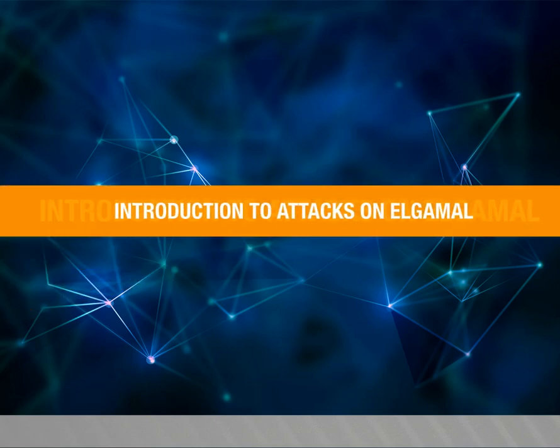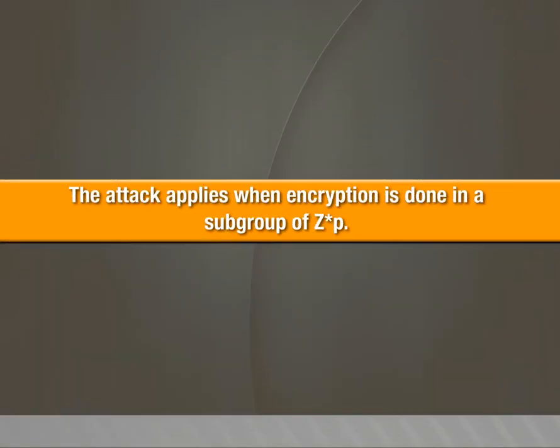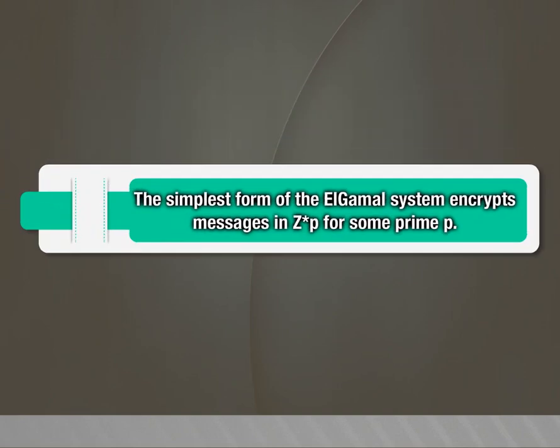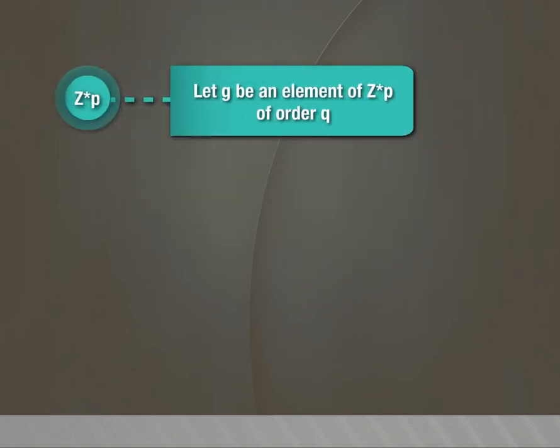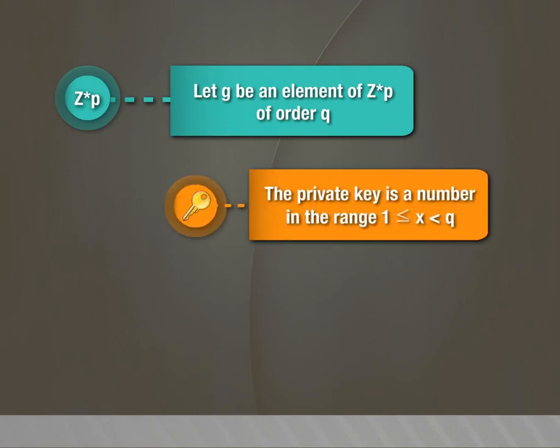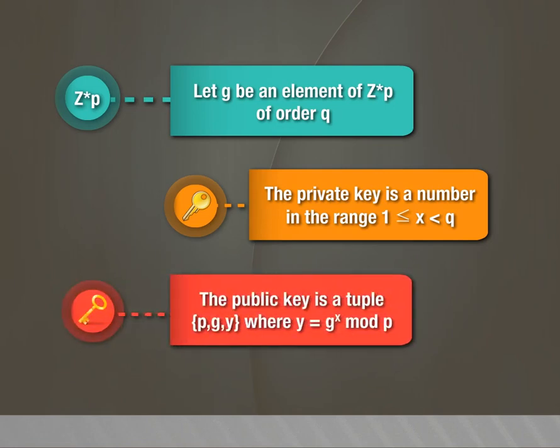Introduction to attacks on Elgamal. In this video, we are going to see about introduction to attacks on Elgamal. The attack applies when encryption is done in a subgroup of the Zp group. The simplest form of the Elgamal system encrypts the messages in the Zp group for some prime p. Let G be an element of the Zp group of order q. The private key is a number in the range 1 less than or equal to X less than q. The public key is a tuple (p, G, Y), where Y is equal to G^X mod p.